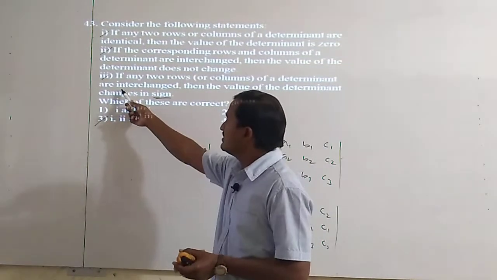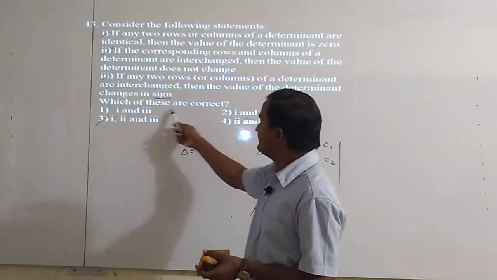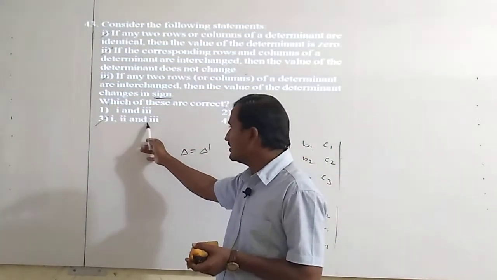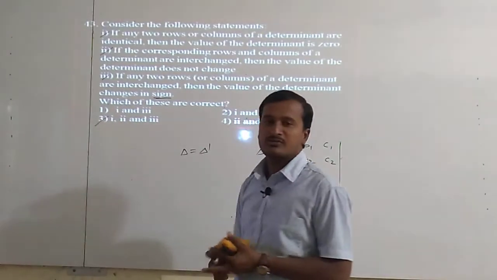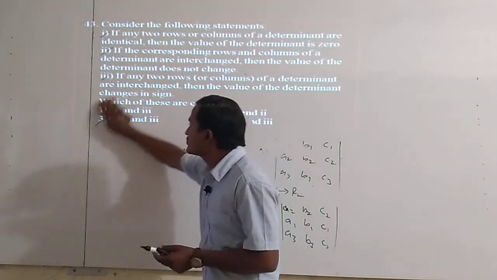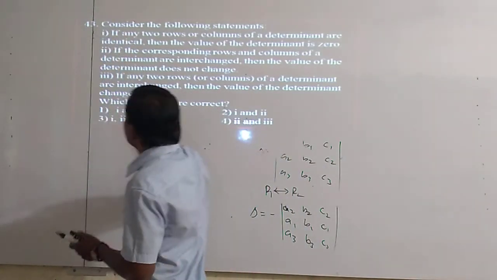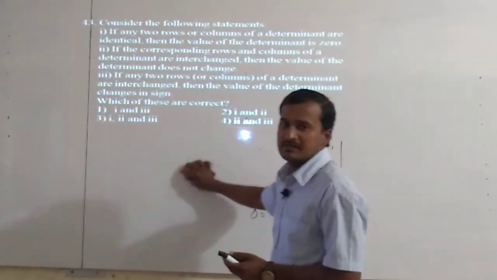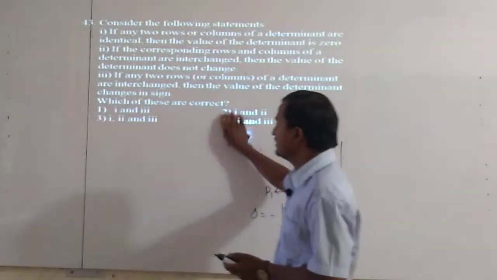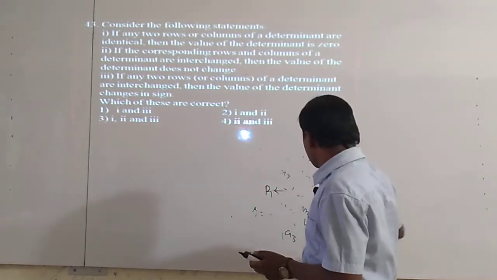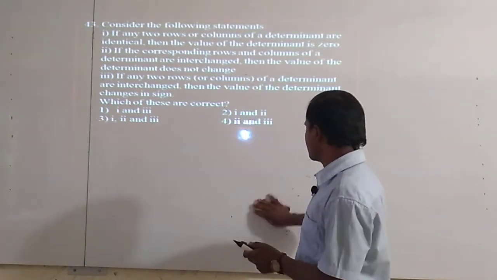Which of these are correct? The first statement is correct, the second is also correct, and the third is also correct. Therefore you have to mark the third option. Okay. We'll go for the next question. This question is based on the properties of the determinant. If you know the properties, then it is very easy to write the answer, right? Okay, we'll go for the next question.